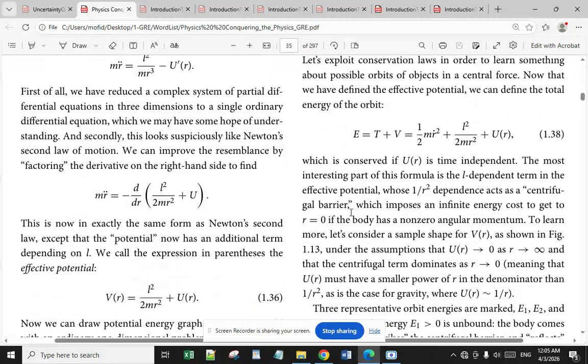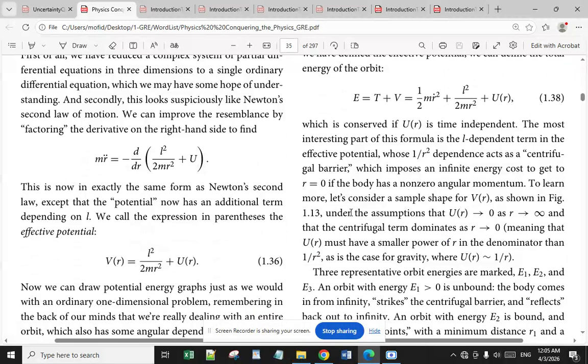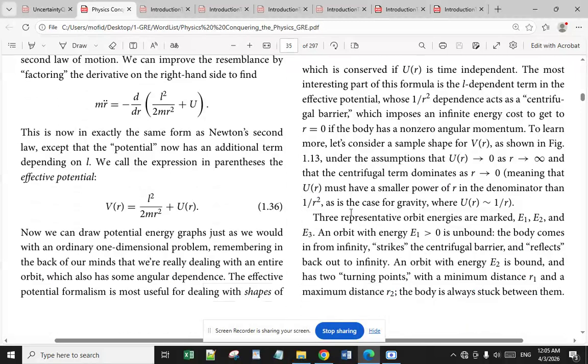To learn more, let's consider a sample shape for V(r) as shown in figure 1.13, under the assumption that U(r) goes to 0 as r goes to infinity, and that the centrifugal term dominates as r goes to 0, meaning that U(r) must have a smaller power of r in the denominator than 1 divided by r squared, as is the case for gravity, where U(r) is proportional to 1 divided by r.